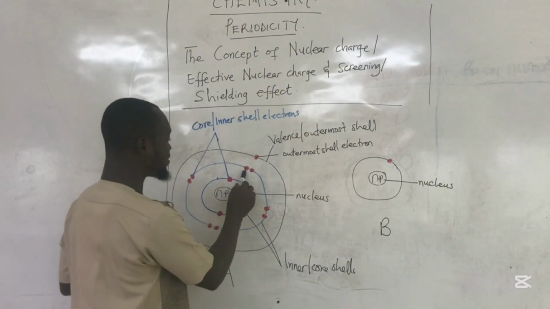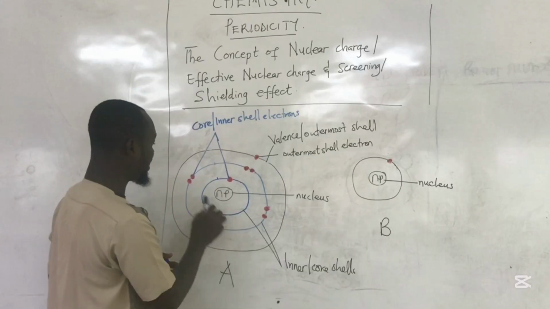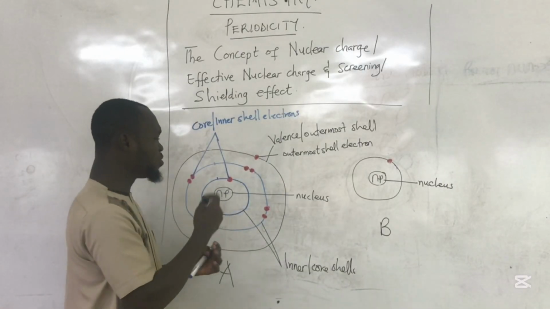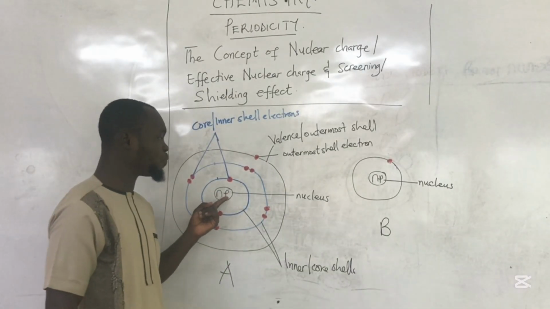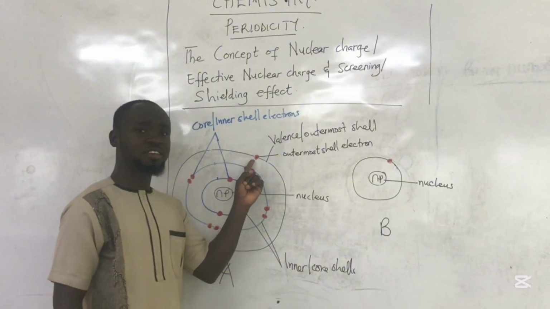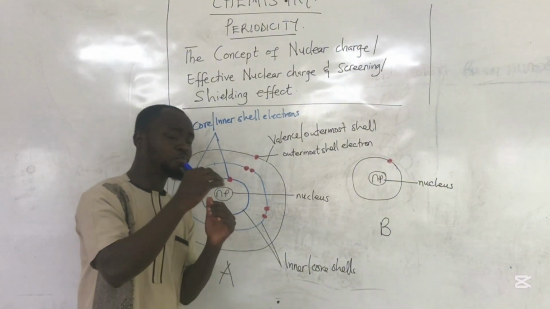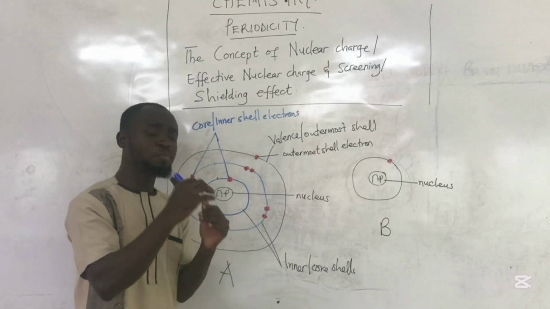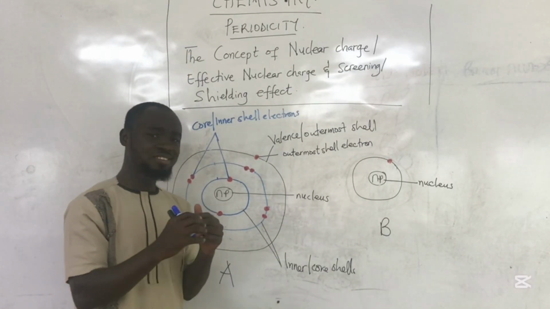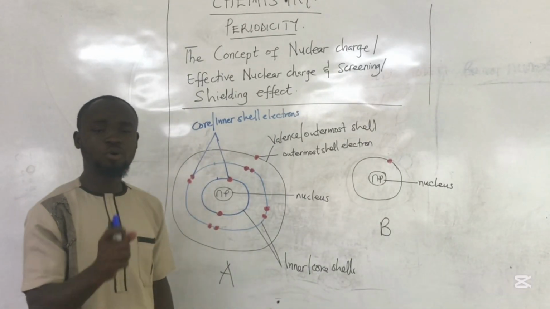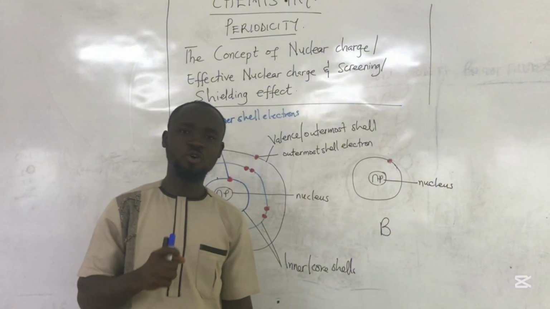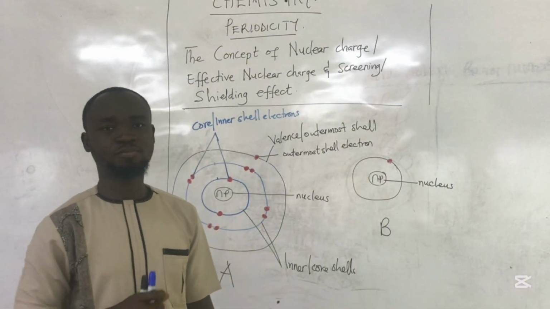So these are the inner shell electrons. They reduce the attraction that is coming from the proton onto the valence electron. That reduction in attraction, that blockage that is caused by the core shells or the inner shell electrons is what we call the screening or the shielding effect.